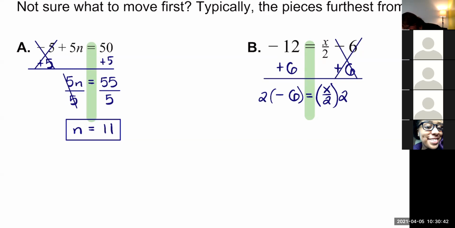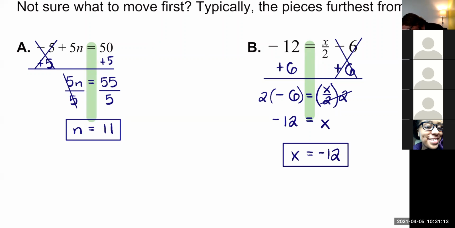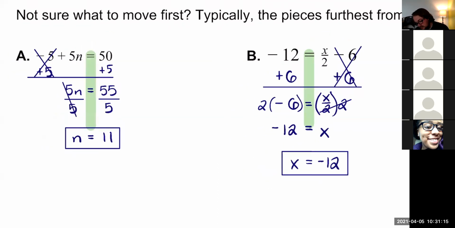So 2 times -6 is going to give me a -12. On the right, the 2 that's being multiplied simplifies with the 2 that's being divided. Oh, my screen froze. There we go. Which simplifies to 1. What's the last thing that I should do just as good practice? Flip it around so the variable comes in front. So x equals -12. Good.